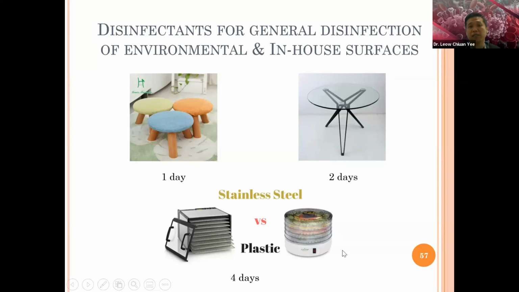But these experiments were done not in a clinical setting or even an environmental setting, but only in a lab setting. So this is just for reference. As long as you keep yourselves clean, don't worry about anything else. Most importantly, we must keep all the surfaces clean from time to time.